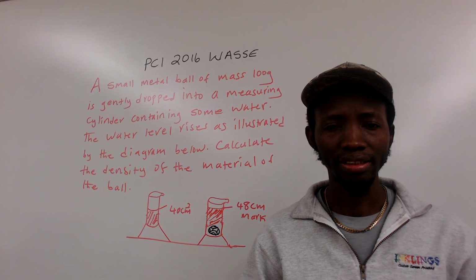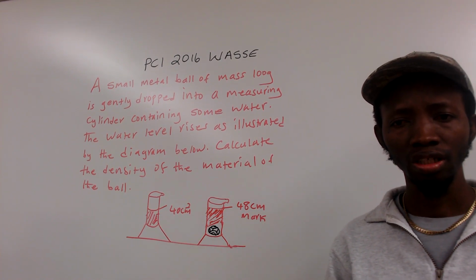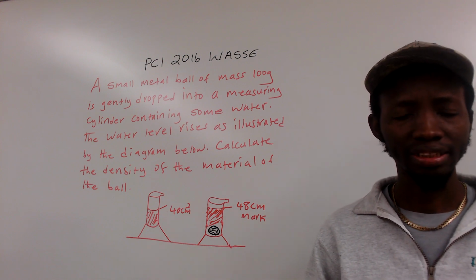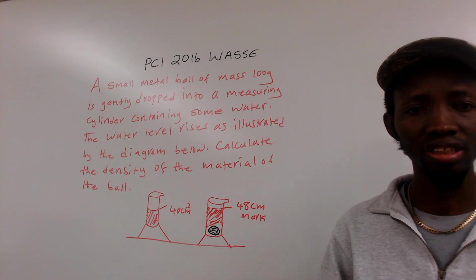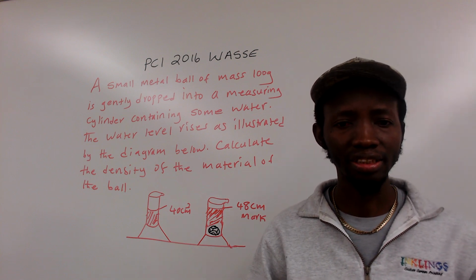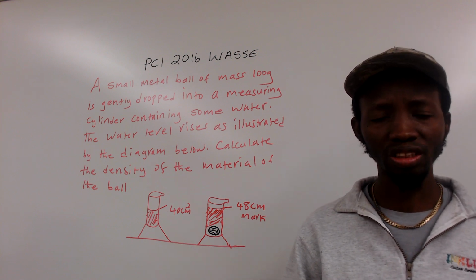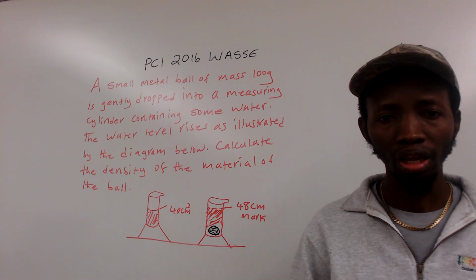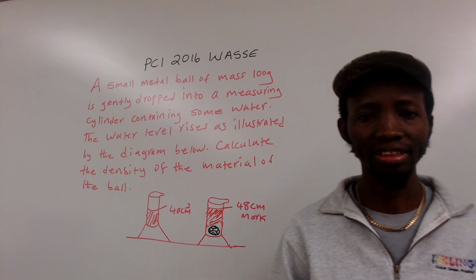Greetings all, and today we have one of the past questions in physics, from the 2016 private candidates paper. This question is about three quantities: the relationship between mass, volume, and density.